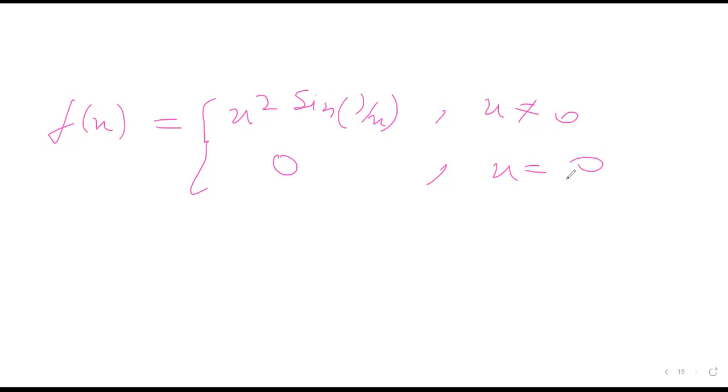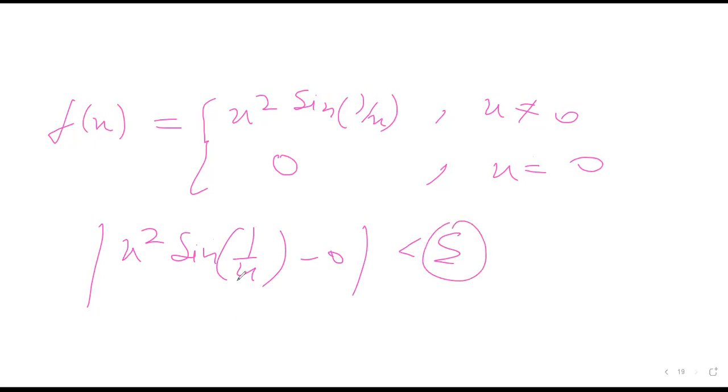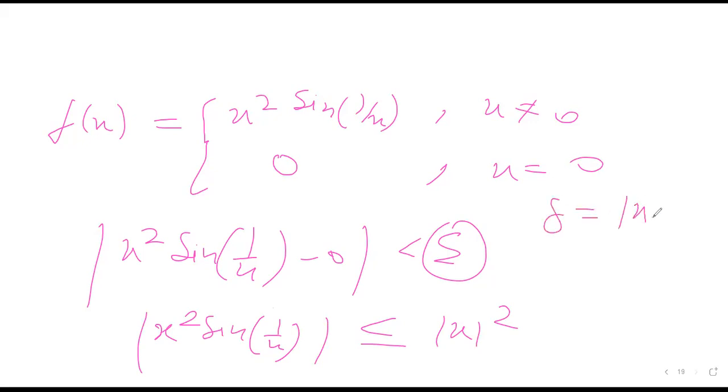This is continuous. Yes, this is continuous, because if I take mod of x square sine of 1 by x minus 0 less than epsilon, we can prove it. The mod of x square sine of 1 by x will be less than or equal to mod of x square, since the mod of sine of anything is always less than or equal to 1. So if delta is equal to mod of x minus 0, that is mod x, then you can take epsilon equal to delta square, and you can prove it using epsilon delta, right? This is very easy to prove.